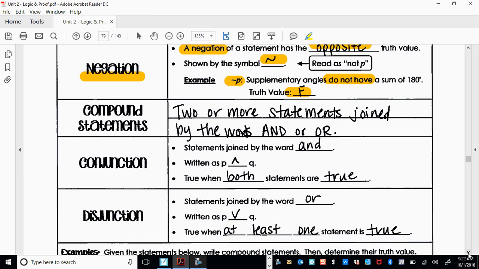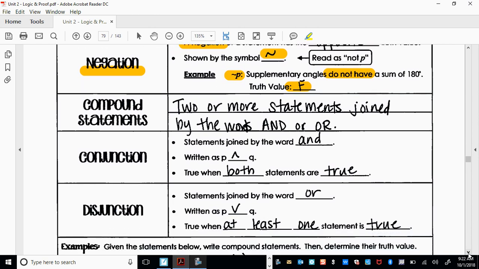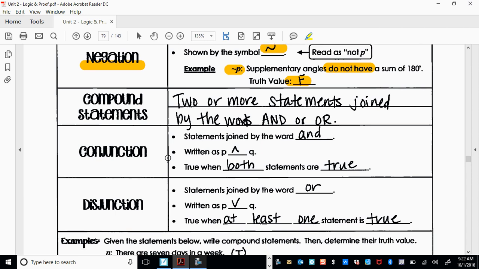I know you learned it in English class, but it comes back again here in geometry. Our compound statements, when we connect them with conjunction and disjunction. So what is a compound statement? Two or more statements joined by the words and or or, okay? If I connect the statements with and, or I connect the statements with or, it's called a compound statement.